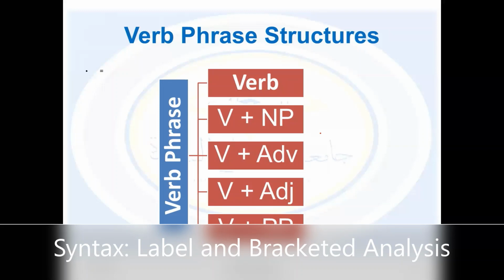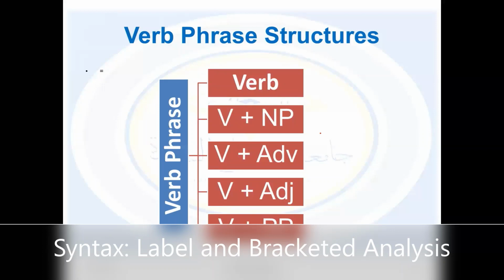Verb plus noun phrase is the second structure of the verb phrase. As when we say she took the bag. Took the bag: took is a verb and the bag is noun phrase. So it's the second structure of the verb phrase.